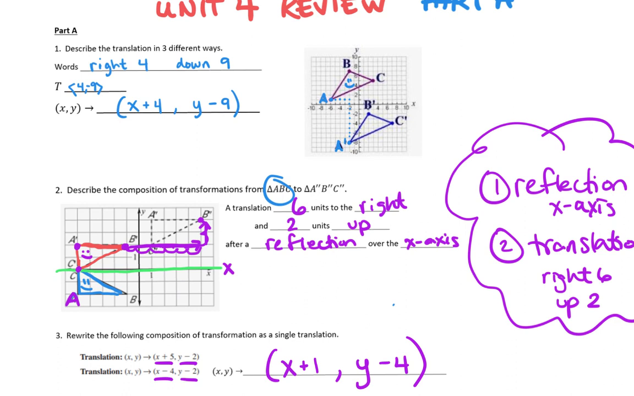So that's one way to say it. Or you could just add them up. You could just say positive 5 minus 4 is 1, and negative 2 plus negative 2 is negative 4. So there's a couple different ways you could say it. But that's what we're looking for.